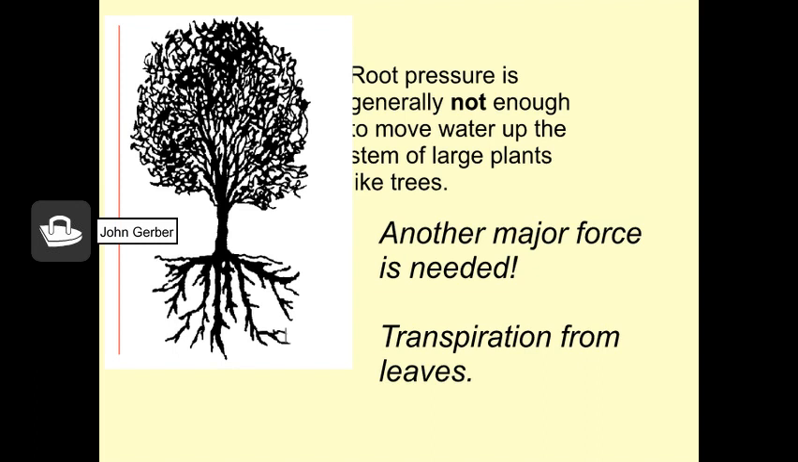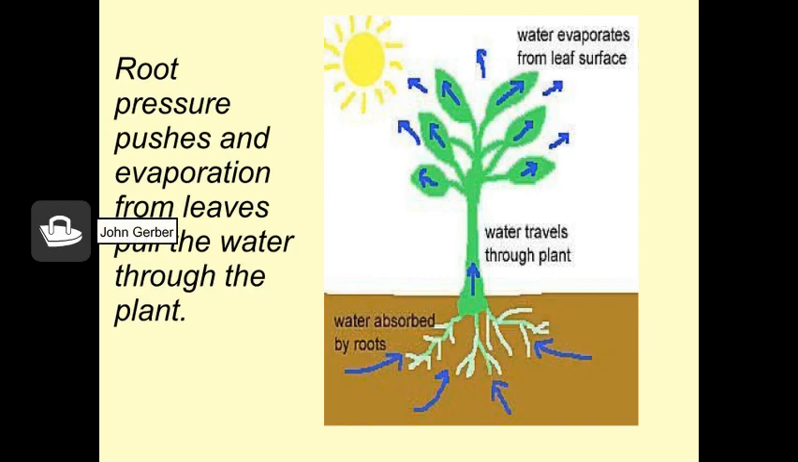Root pressure is generally too weak to move water up the stems of large plants like trees. Another force is needed, and that's called transpiration, which we'll look at now. Transpiration is the evaporation of water from the leaf surface. As water evaporates and leaves the leaf, it pulls more water up through the xylem, right through the stem. Root pressure is pushing, and evaporation or transpiration is pulling, and this push me, pull you kind of thing helps move water through the plant.